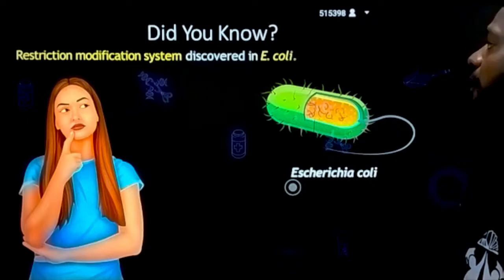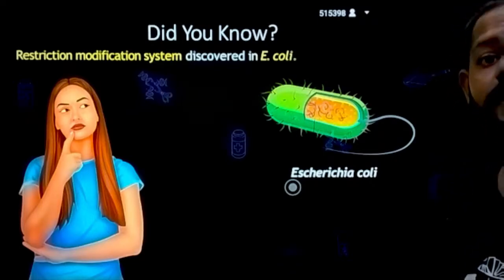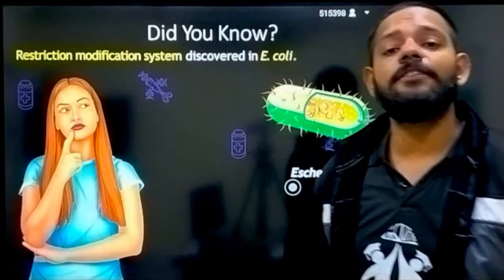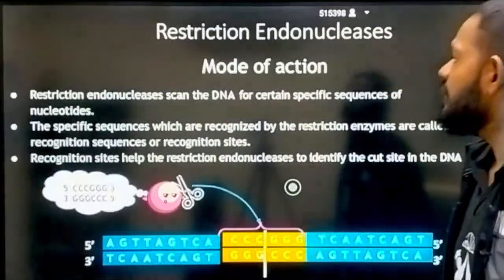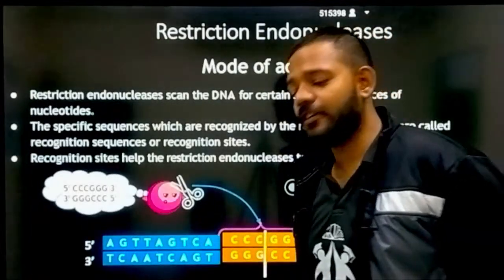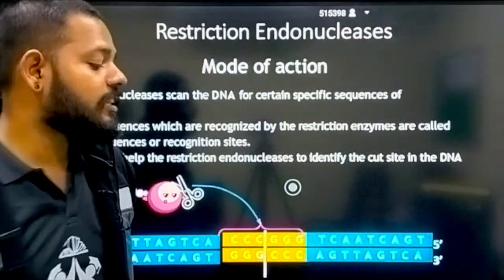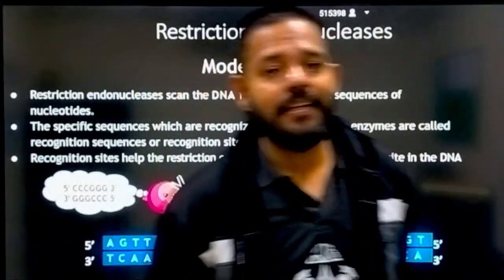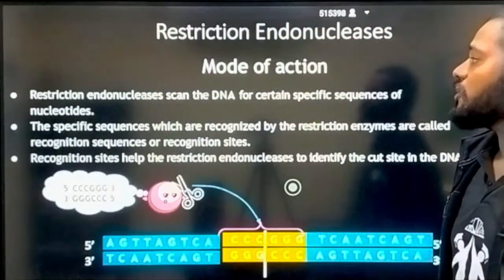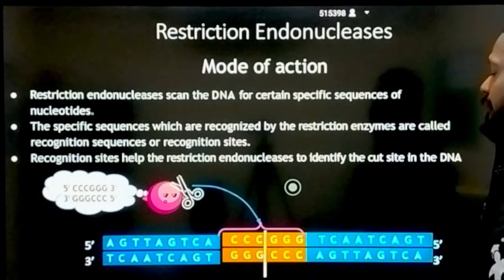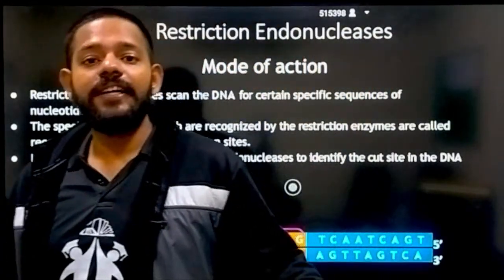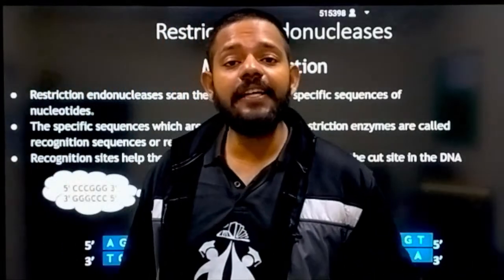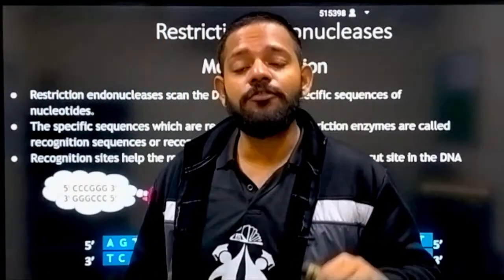Okay, so did you know the restriction modification system was first discovered in E. coli? Okay, second thing, mode of action. Now how does your restriction enzyme do the work, how does this enzyme work on the DNA, let me show that. Okay, so restriction endonuclease scans the DNA for certain specific sequences of nucleotides. Okay, ये जाता है और तुम्हारे डीएनए को रीड करता है. Okay, it will go and read your DNA and from a certain point, from a specific point, it cuts down the DNA.